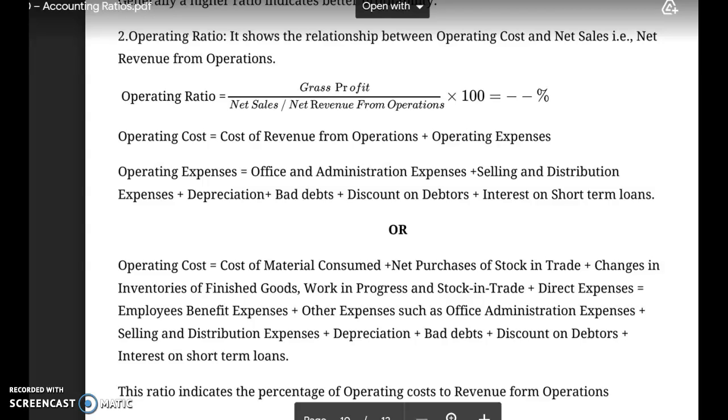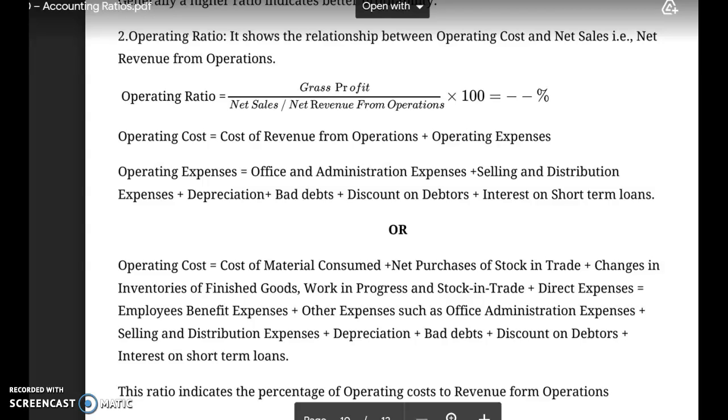When we add the operating cost plus operating expenses, you would find that cost of revenue from operations is a part of the trading account and operating expenses are taken from the profit and loss account. When we add the total of these, the result will be the operating cost, and when it is divided by the net sales or net revenue from operations, we calculate the operating ratio. This ratio shows the relationship between operating expenses and the net revenue from operations or net sales.